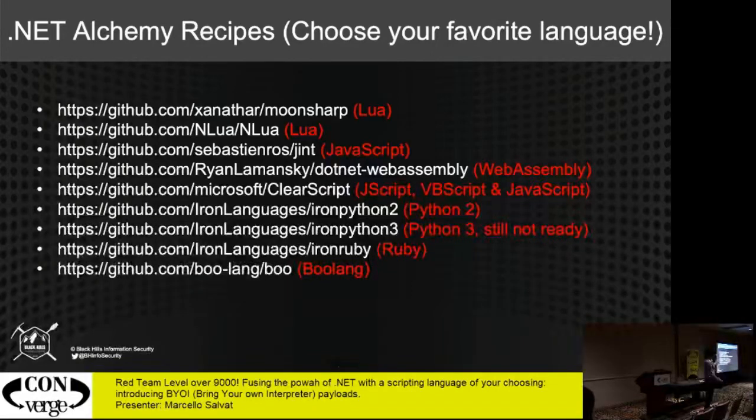ClearScript, JScript, VBScript, and JavaScript. So if you want to embed those languages, ClearScript is also something that you can use. IronPython 2, Python 2. There's IronPython 3, which is still being worked on. Do not use it yet because it's not stable at all. But Python, you can embed Python 3 once that gets stable in .NET. There's also Ruby. Whenever you want to embed Ruby, there you go. And then Boolang. Boolang is by far, though, I think the most useful out of all of these, as of right now.